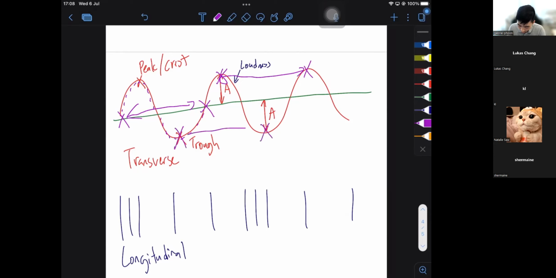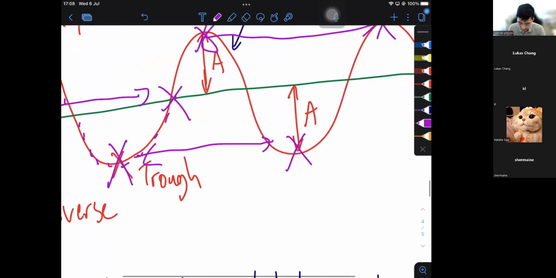And the symbol, guys, for wavelength is this thing here. We call it lambda, right?